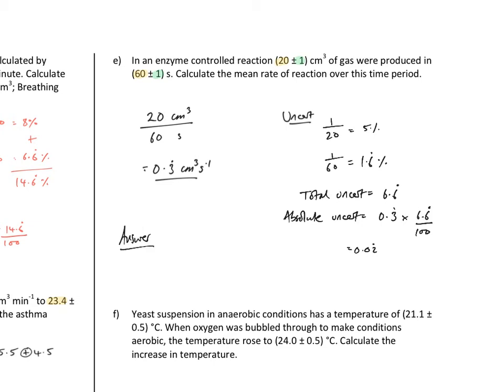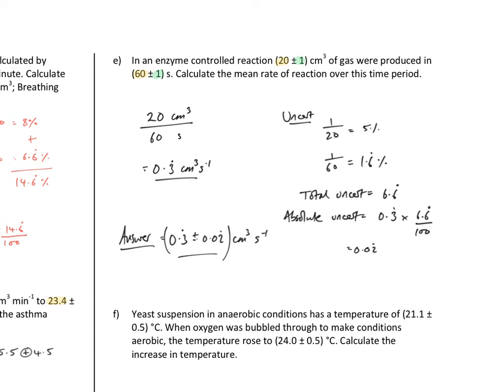Remember, in the exam, they'll have a little line for you to write this. Equals 0.3 recurring plus or minus 0.02 centimeters cubed per second. Done. Happy on that. Have I got it right? I'm just checking me. Oh, I have. Yes, good. So that's E.